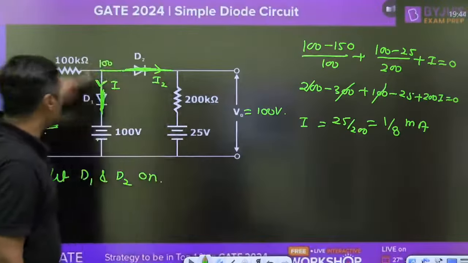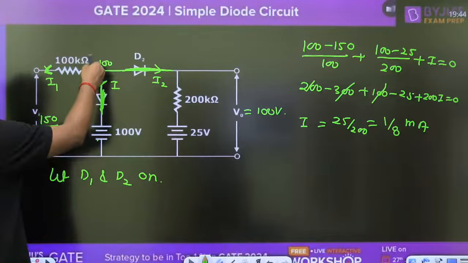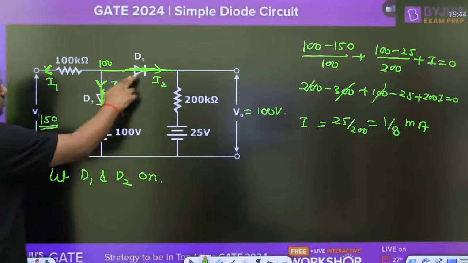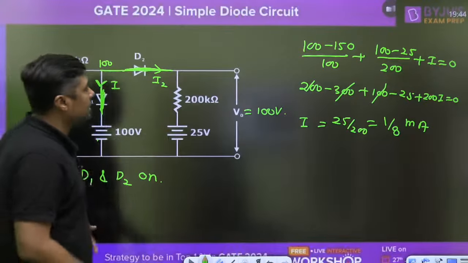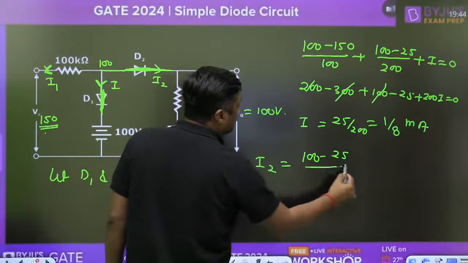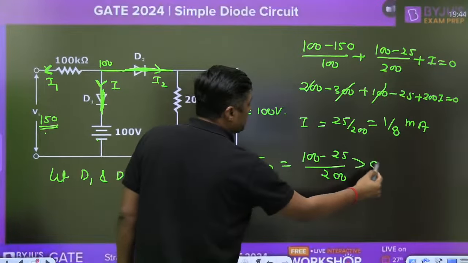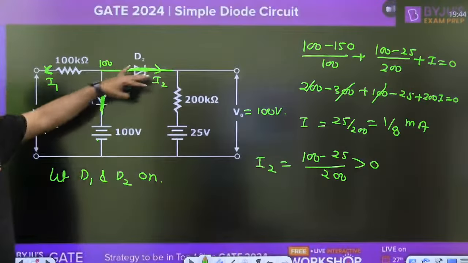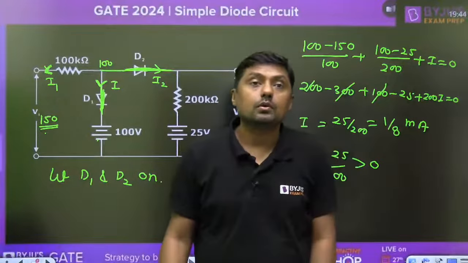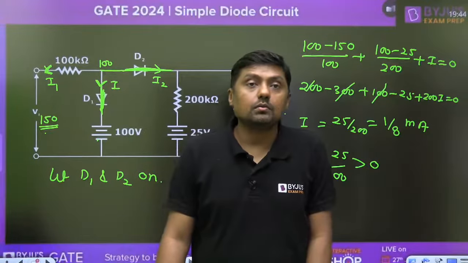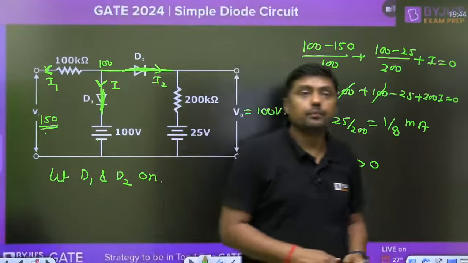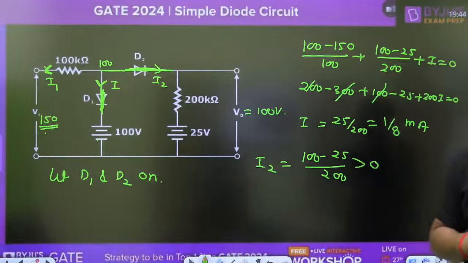If this current is positive, it means that diode is forward biased, because it will flow from P side to N side. And then what is the I2? What is the current through the D2? 100 minus 25 by 200. Definitely it is positive. No need to check. It is greater than 0. So both the currents are greater than 0. That's why our assumption is correct and both the diodes are on. Okay? That is clear to you.